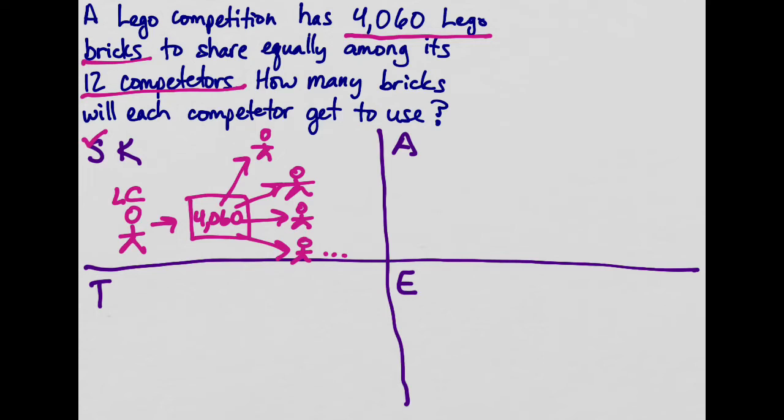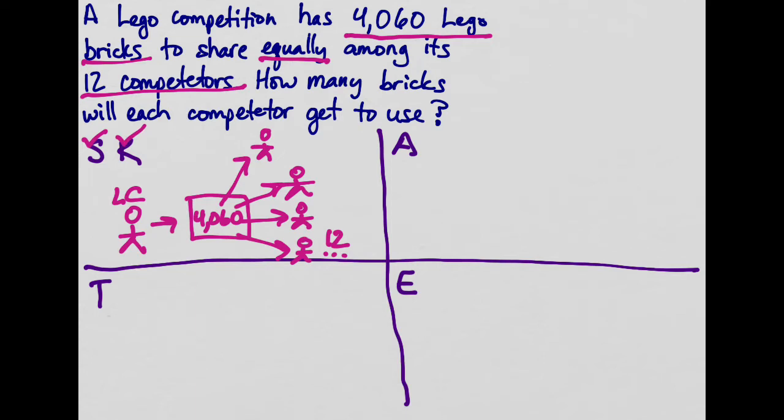So I might write the number 12 to remind me that's how many people are getting a bin of Legos. I'm also going to underline the word equally. They're splitting them up equally, so they can't give one competitor 1,000 Legos and then give another competitor 200. That wouldn't be fair. They're splitting them equally. So I know how many Legos they have and how many people they're splitting them up equally with. That's what I know.